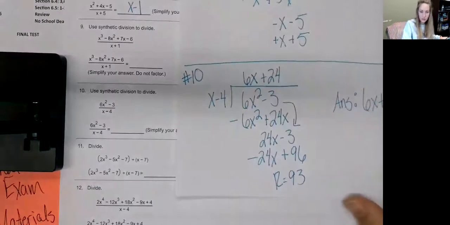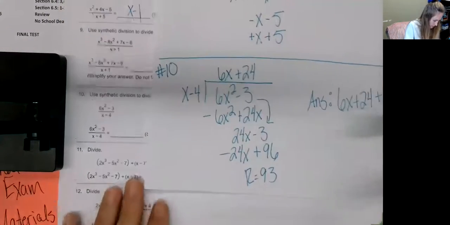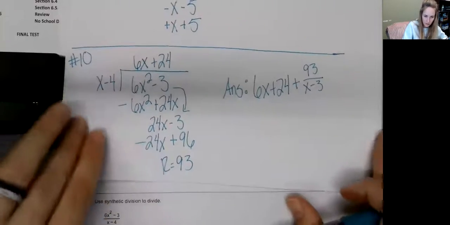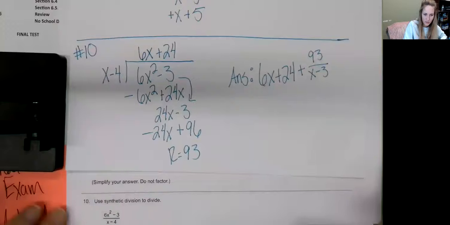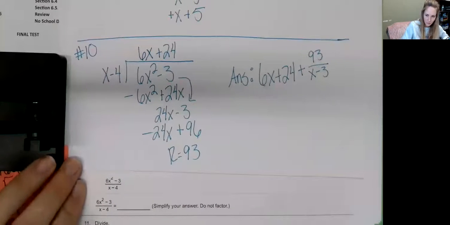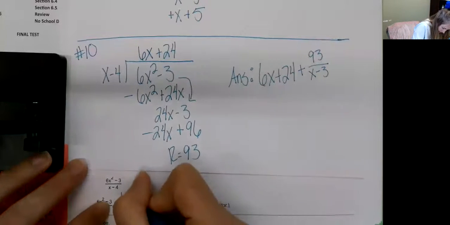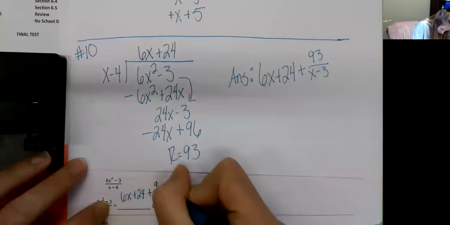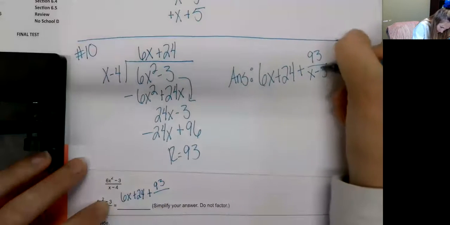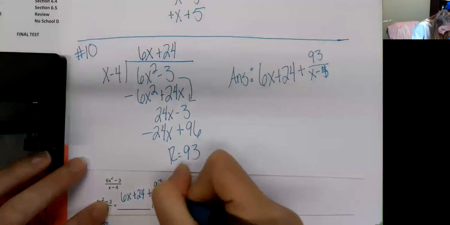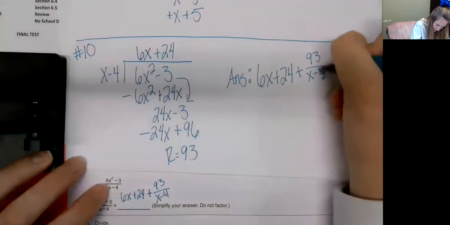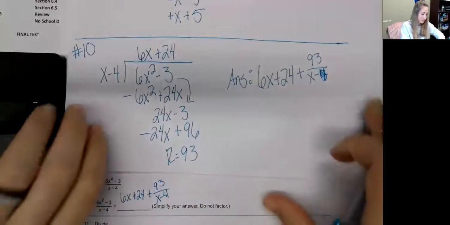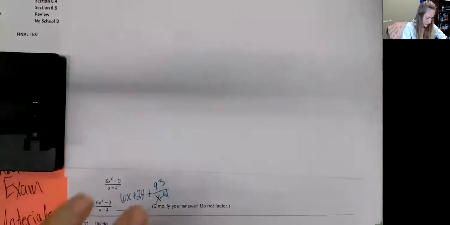And y'all can't see it. Again, I'm really sucking it up. All right, I'm going to write it, put it here. I feel like this is much more zoomed in than it usually is. So we have 6x plus 24 plus 93 divided by x minus 4, because that's what that is. I got caught up on that 3. All right, now I'm going to flip this over and do number 9.